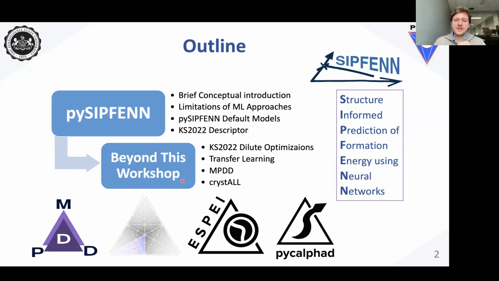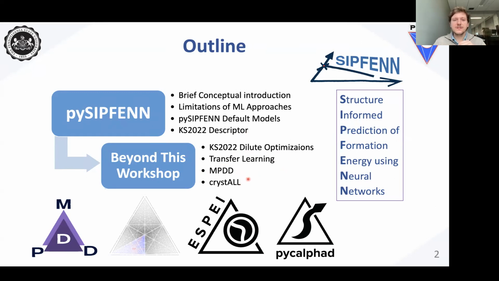Like, for example, our optimizations for dilute structures. I'm going to talk about transfer learning, or how to optimize a model for a specific system. MPTT that Dr. Liu mentioned, which is our database of atomic configurations with almost 4 million of them, allows us to run interesting methods like Crystal.